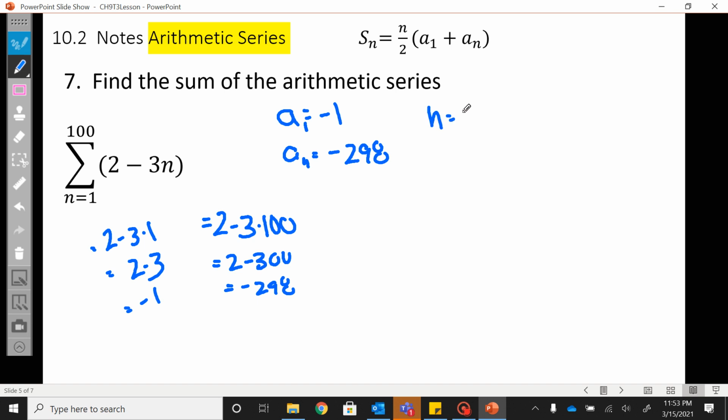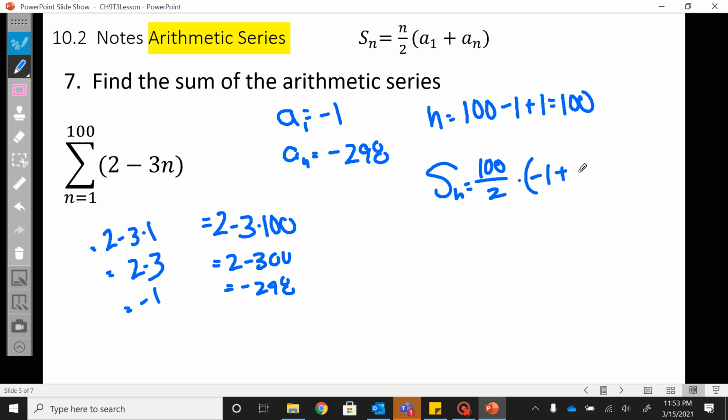And the number of terms, 1 to 100. So that would be the upper number minus the lower number plus 1. So 100, so that's just 100. And that makes sense. If the first term is a1 and the last term is a100, then there are 100 terms. I can use that for the formula now. So n over 2, 100 over 2 times (a1 plus an). So that's 50 times negative 299.